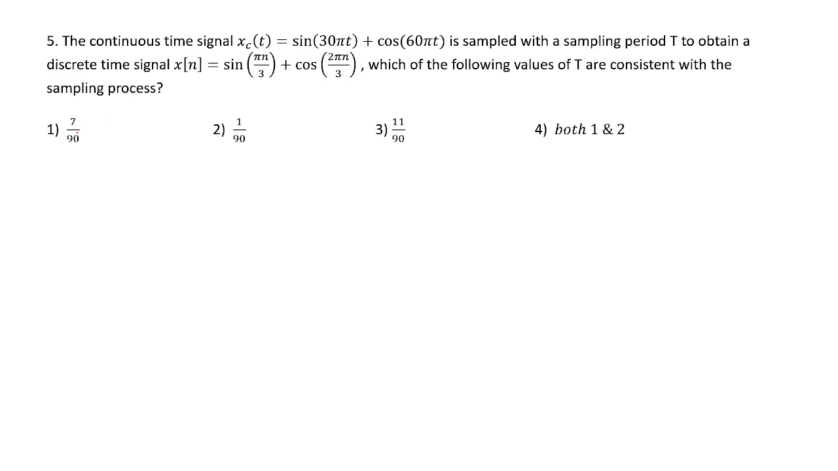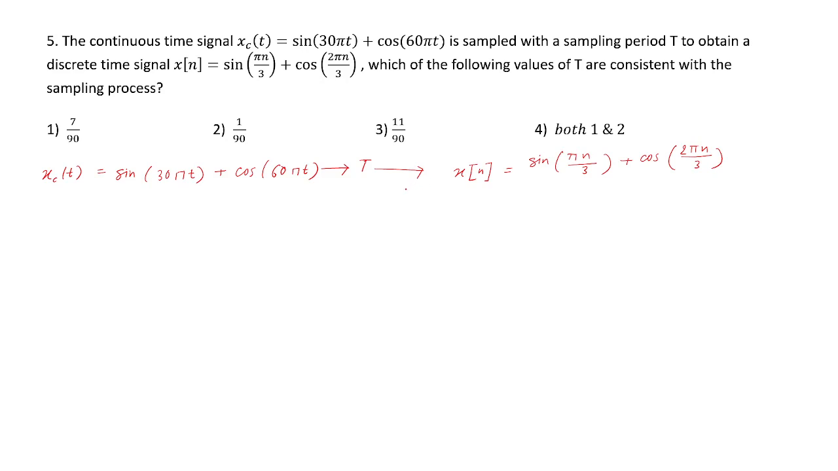Okay, here comes a problem which says x_c(t) is equal to sine 30 pi t plus cos 60 pi t, and you sample this continuous time signal with a sampling period T, and get a discrete time signal denoted as x[n], which is given as sine pi n by 3 plus cos 2 pi n by 3.